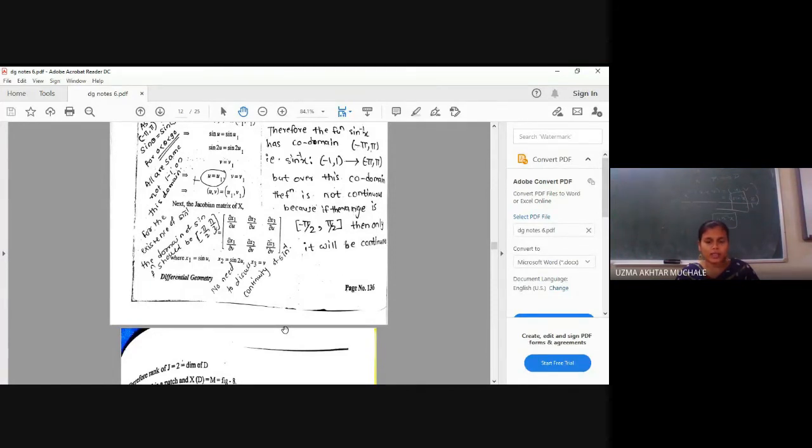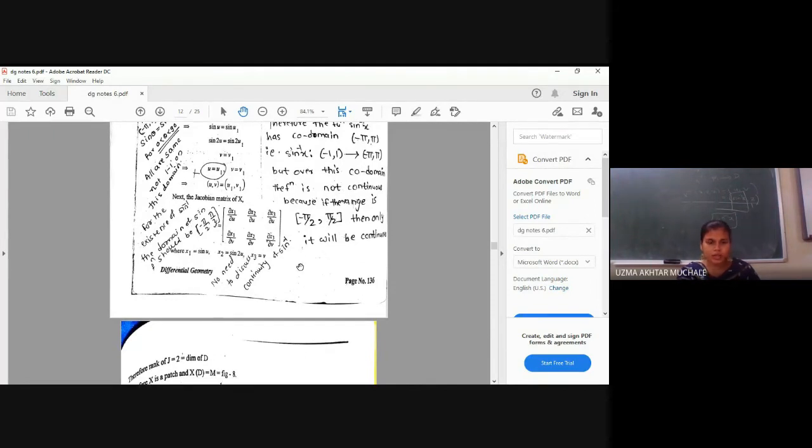You have to find out the reason why sine inverse of x is not a continuous function, because everything is given here. Sine inverse of x from minus 1 to 1 to minus pi to pi is not a continuous function, because the range of continuity is minus pi by 2 to plus pi by 2. Rather, it is not a function. Why is it not a function? You have to find out the reason.